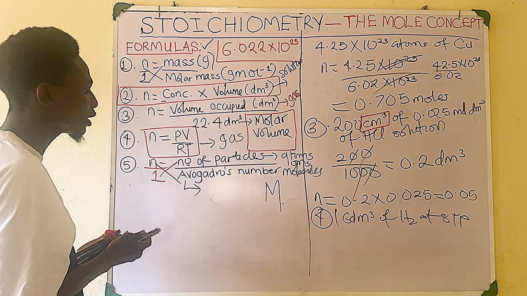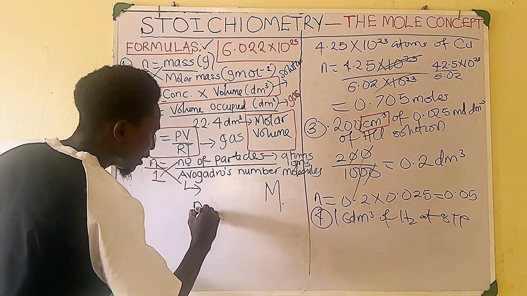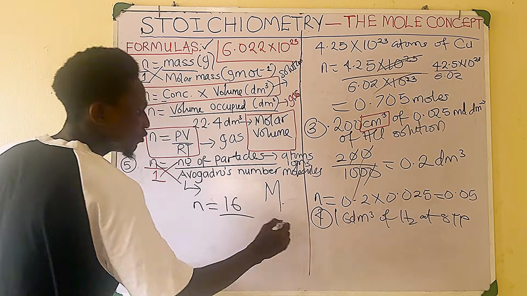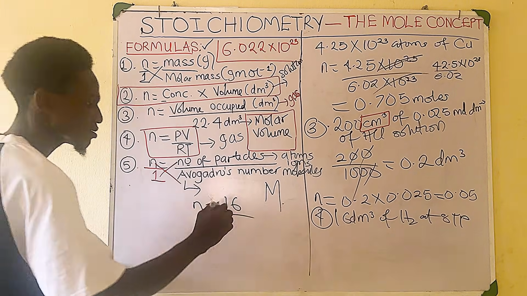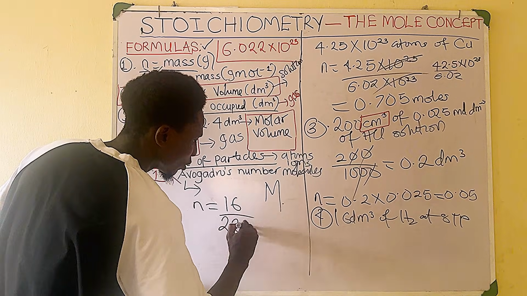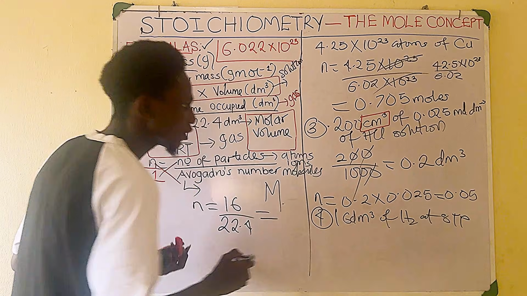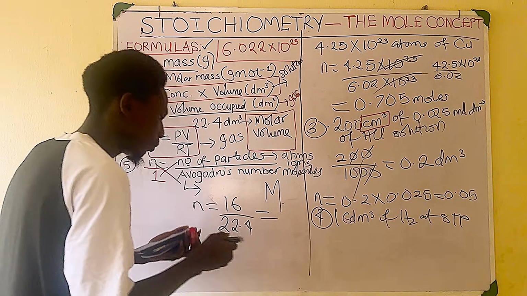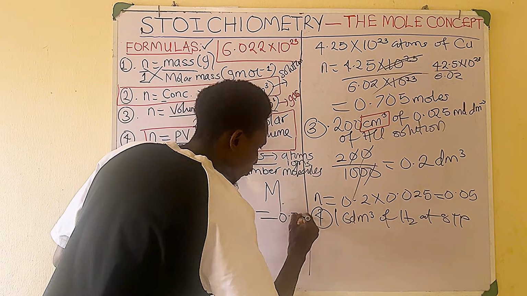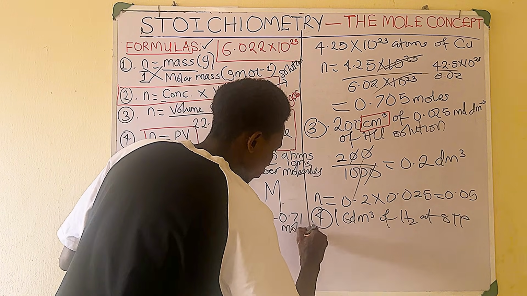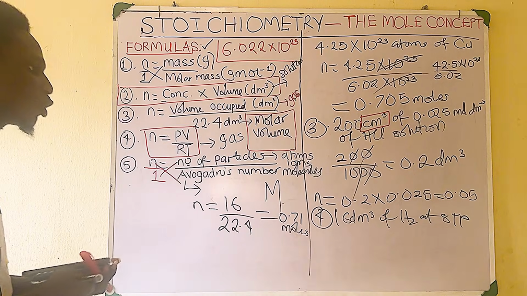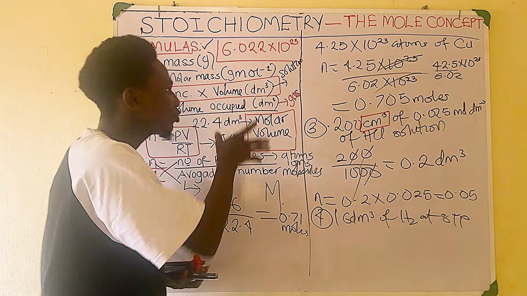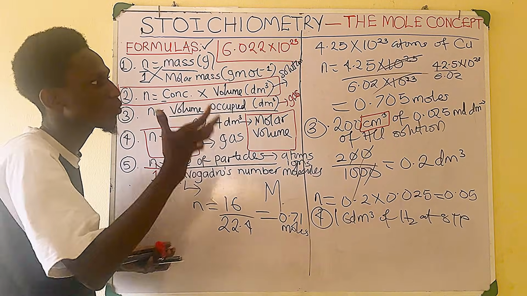So what do you do now? Straight up, we're going to just use your formula. n equals, what is volume? 16 dm cube. They already gave you in dm cube, so you don't need to convert anything. 16 divided by 22.4 is going to give you 0.71 moles. So your answer is 0.71. And you see, it's not taking our time at all. Once you can master these formulas, you can solve all the questions.